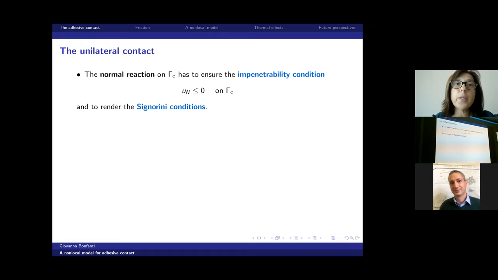Now, the other aspect, the unilateral contact: how to impose, how to describe the unilateral contact between the body and the support. First of all, we have to impose an impenetrability condition. So we have to impose that the normal component of the displacement is non-positive. If un is equal to zero, we have contact.